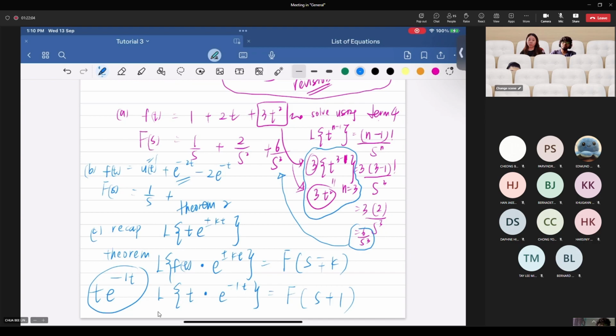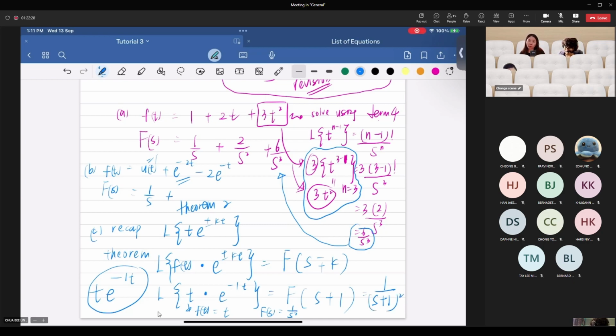Theorem 2. This theorem 2 means you have to get the function of S. So now your F(t) is t, correct? Use your Laplace table, your F(s) will be 1 over S squared. That means you'll have 1 over (S plus 1) to the power of 2 as your final answer.